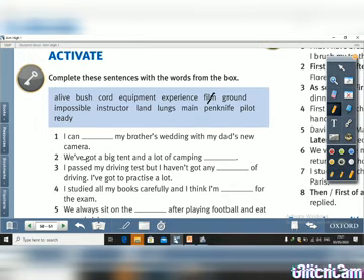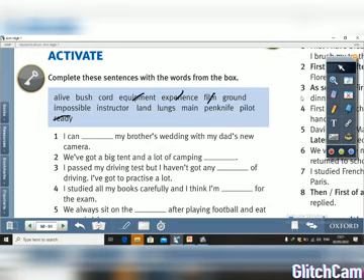Number two. We have got a big tent and a lot of camping equipment. Yes, equipment. Number three, I passed my driving test, but I haven't got any experience of driving. I have got to practice a lot. Yes, I haven't got any experience. Okay. Number four, I studied all my books carefully and I think I am ready for the exam. Yes, I am ready. Excellent.